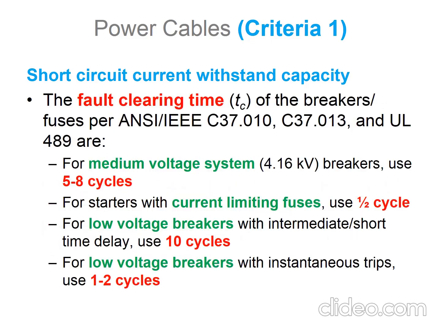Okay, next is the fault clearing time. We can see here there are 4 types. The first one is for medium voltage system, use 5 to 8 cycles, and for starter with current limiting fuse, use half cycle, and for low voltage breakers, use 10 cycles, and for low voltage breakers with instantaneous trips, use 1 to 2 cycles. This is the fault clearing time, TC.